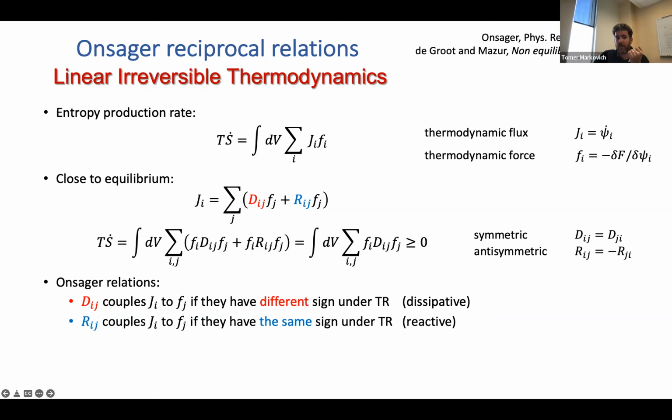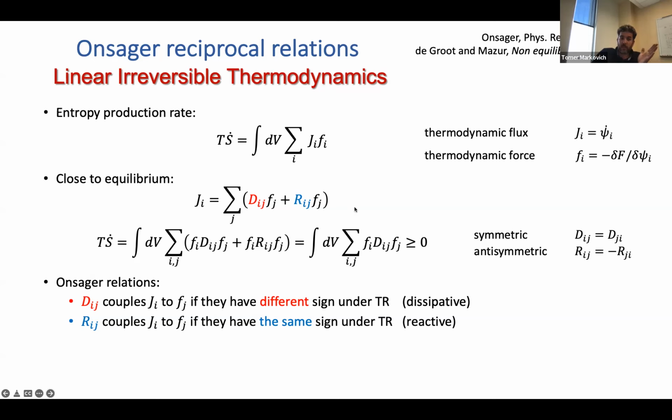What's happening is that Onsager says this reactive coupling has to be anti-symmetric, and the dissipative coupling must be symmetric. Those are tensors, so D_ij must be equal to D_ji, and the reactive coupling has to be anti-symmetric. If you put it back in the equation for the entropy production, you see that only the dissipative coupling contributes to the heat production, but not the reactive.